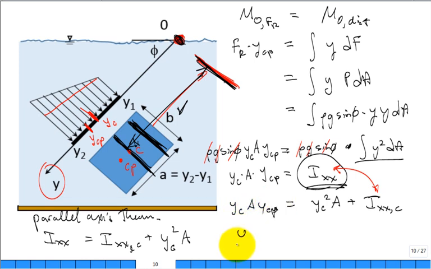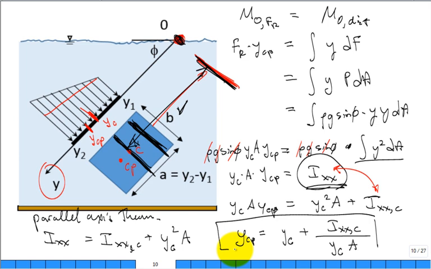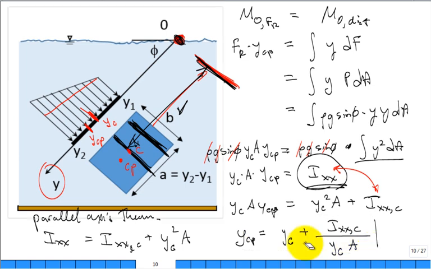And then you get this nice, simple equation. Y sub cp: I want to know where I should apply, at the center of pressure, that resultant single force. Well, this is the formula for y sub cp. It's equal to y sub c, almost the centroid of the area, but adjusted by I sub xxc divided by y sub c A. Does that make sense?